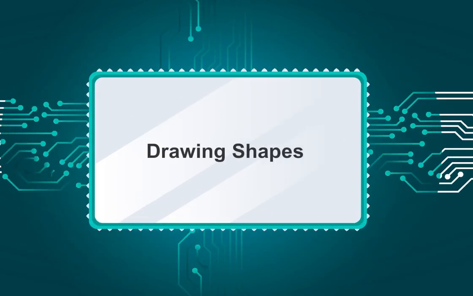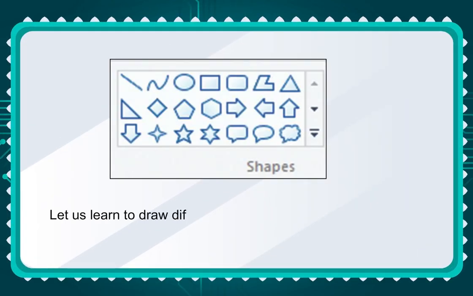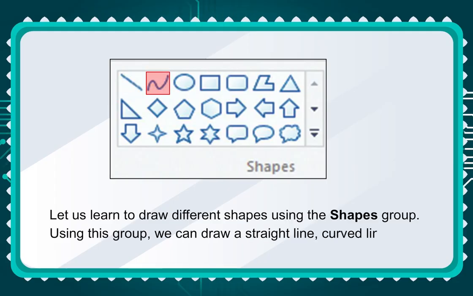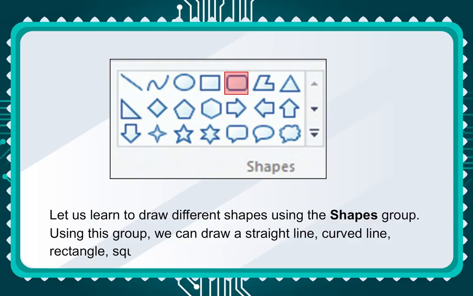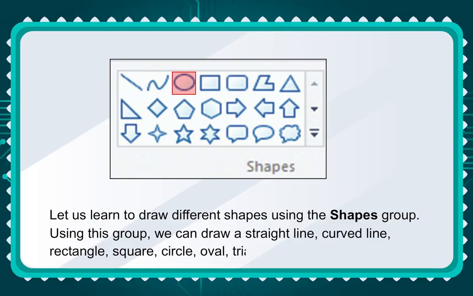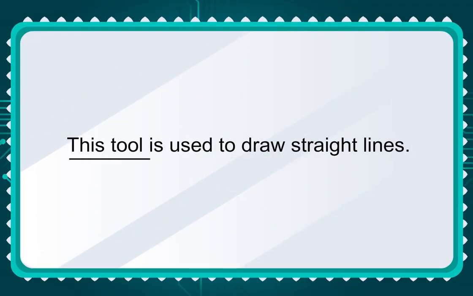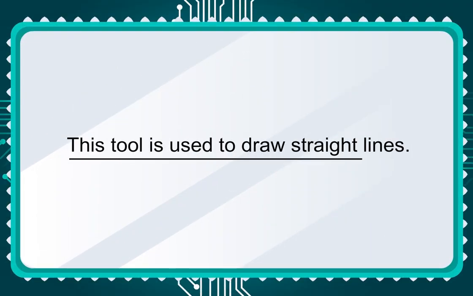Drawing shapes. Let us learn to draw different shapes using the Shapes group. Using this group, we can draw a straight line, curved line, rectangle, square, circle, oval, triangle, star, and much more. Line tool. This tool is used to draw straight lines.